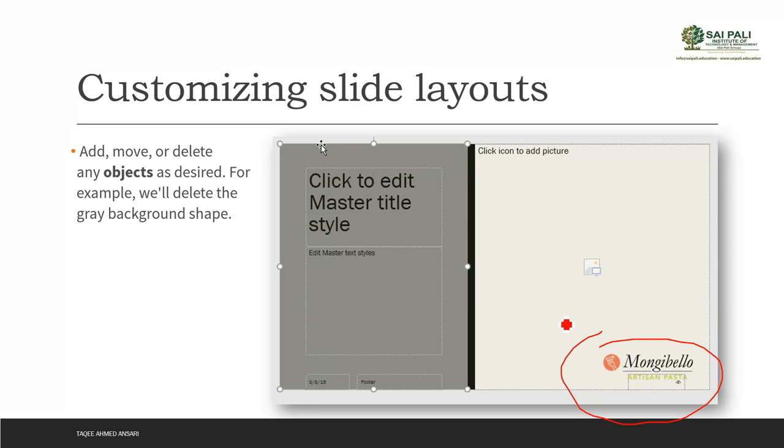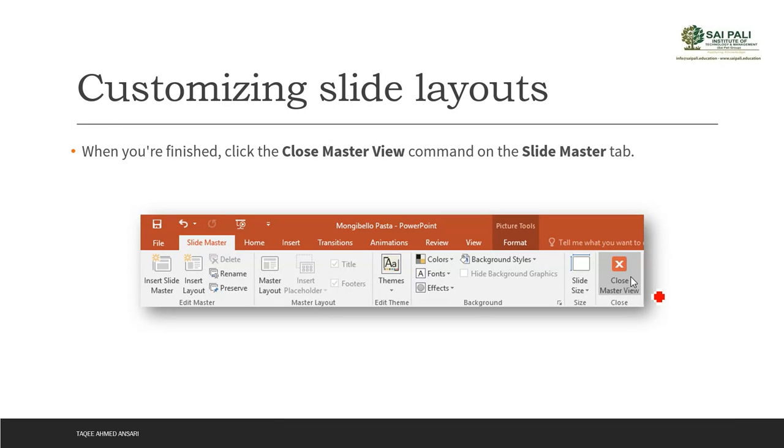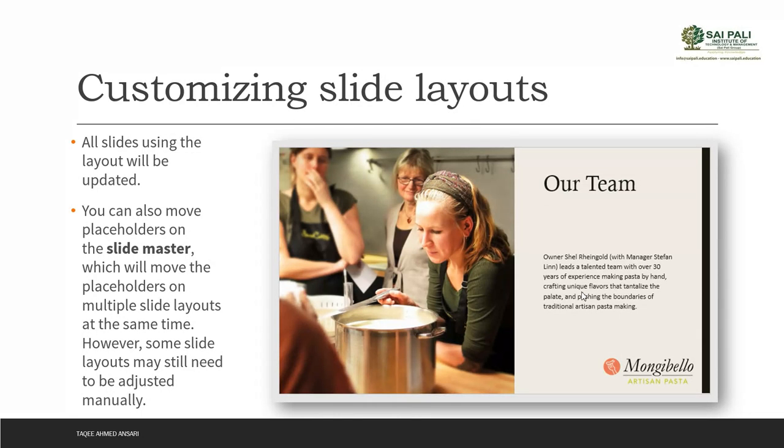Now from here you can manage the layout which you want. Remember, we will manage it on only one slide, and it will apply on all the slides, whether it is 2, 3 or 100 slides. So I don't have to change every slide. I will change it on only one slide, adjust according to my requirement, and then close the slide master view, and it will be applied on all the slides.